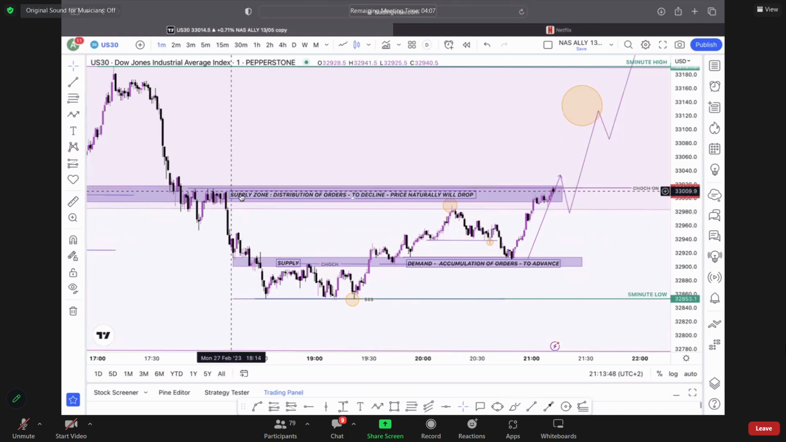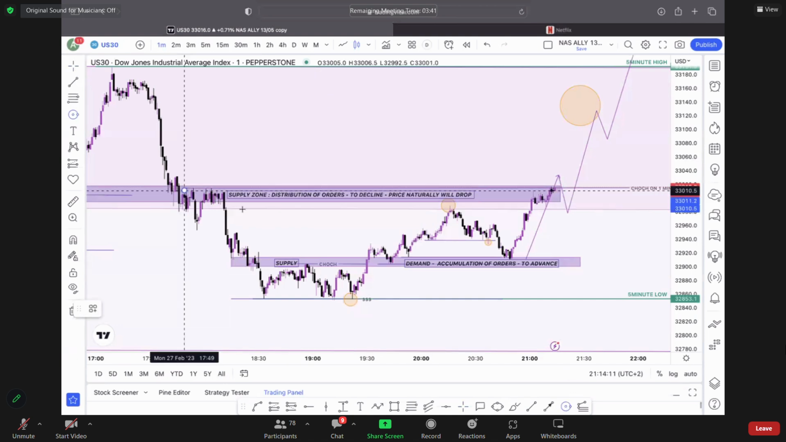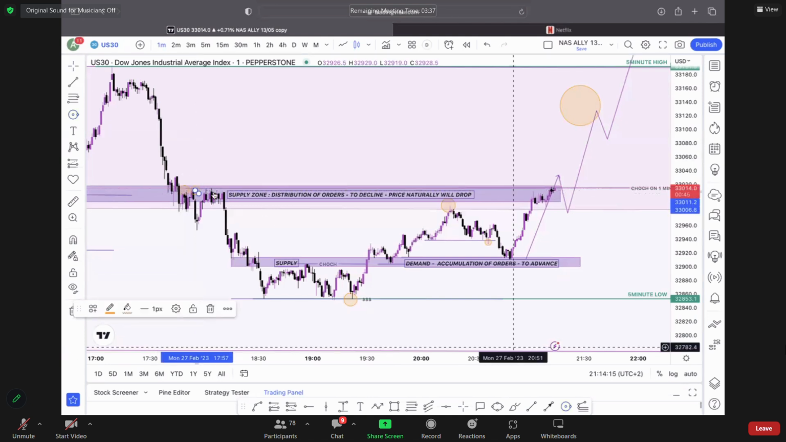Okay, so a supply zone is when the market has enough sell orders in order to push price down. It's when the market declines, so it creates a supply zone, and at that zone it distributes its orders. You can see it doesn't just do one sell. Look, it does multiple. It sells there, it sells here, it sells multiple times. So it's distributing many orders in order to decline.